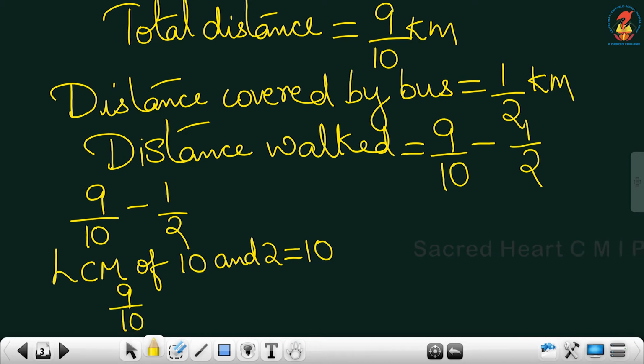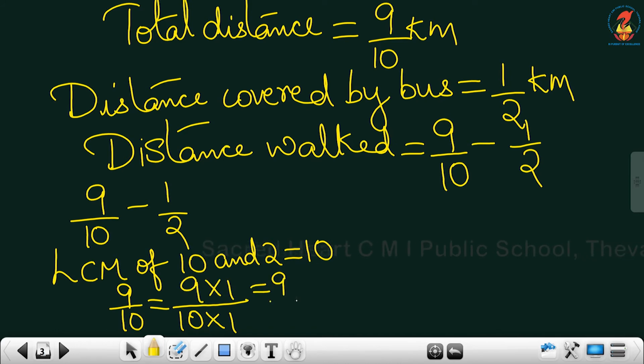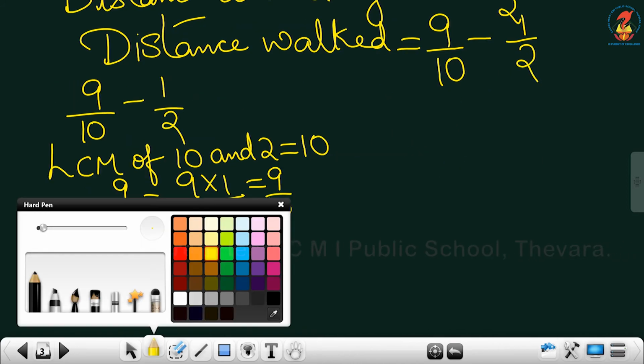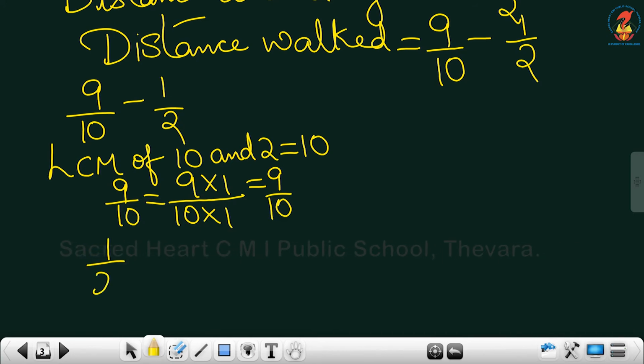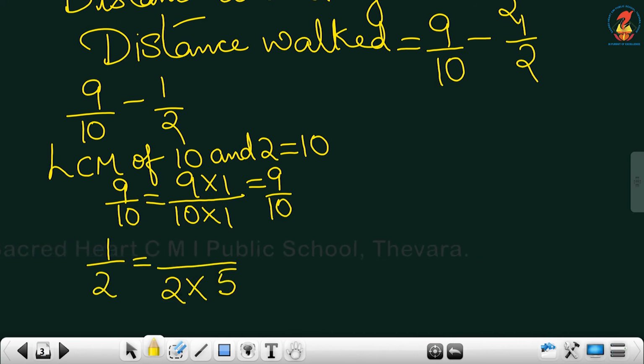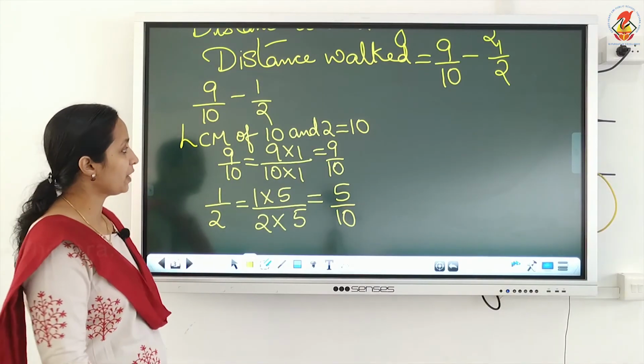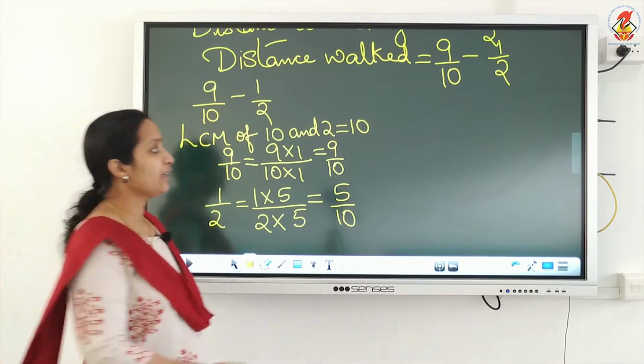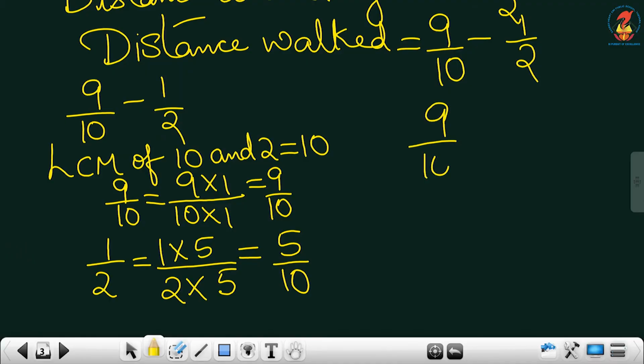Now, what is the next step? Write the first fraction, 9 by 10. We know that 10 into 1 will give the answer 10, so 9 into 1, what is the answer? 9 by 10. Like the same way, write the next fraction, 1 by 2. 2 into which number gives the answer 10? 2 into 5 will give the answer 10. So, multiply 5 to the numerator also. What you will get? 5 by 10. I hope this is clear. So, we converted the fractions into like fractions. That means 9 by 10 minus 5 by 10.